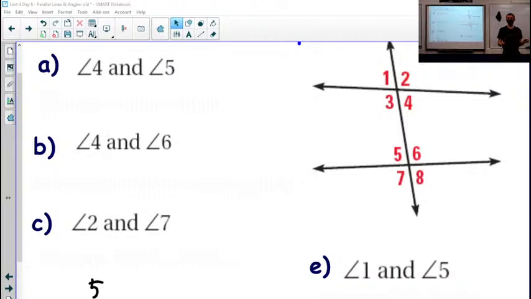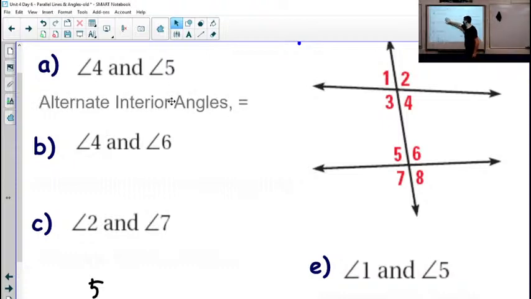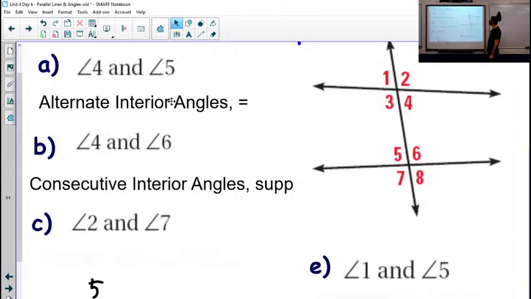Here are these answers. 4 and 5, inside the lines. One's on the right, one's on the left, so those are alternate interior angles, which are congruent. 4 and 6, those are same side interior or consecutive interior. They're going to be supplementary. 2 and 7, alternate exterior.